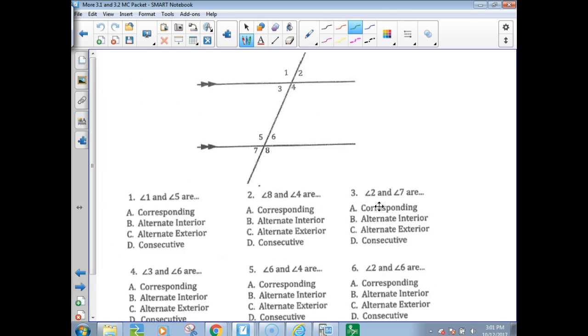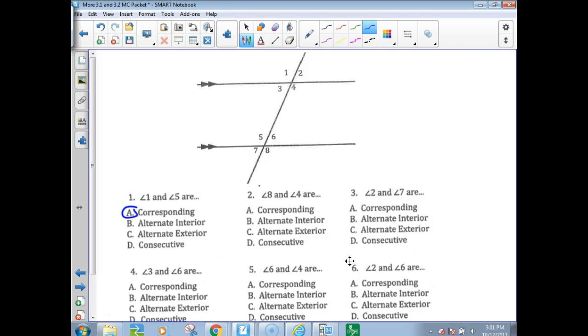This part of it is really straightforward. So let's just look at one problem. I do not care if you do the bubbling at the bottom of the page. I just want to see you circle your answer. So if you look at angles 1 and 5 in this diagram, you see these parallel lines. Angle 1 and 5 would be corresponding angles. They're in the same position. So you just circle corresponding.